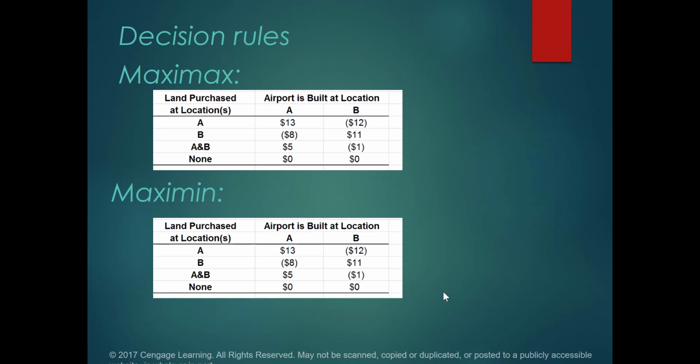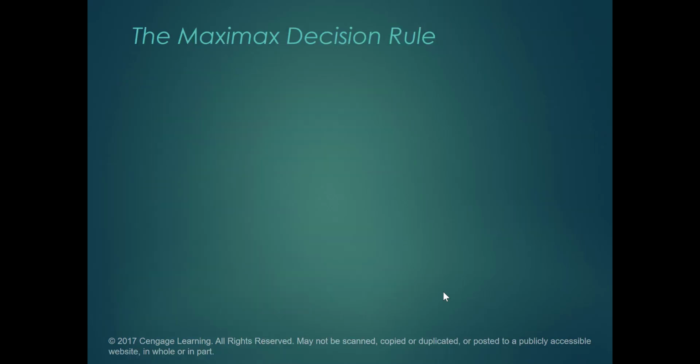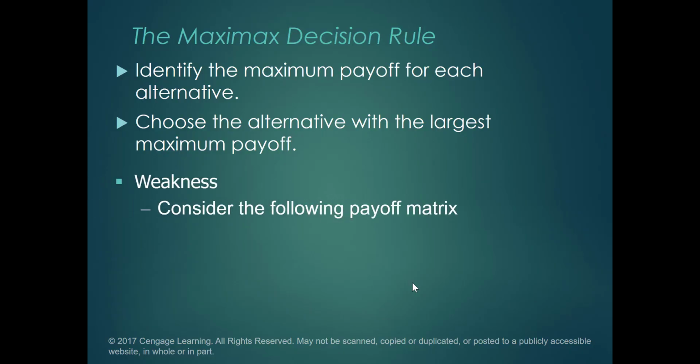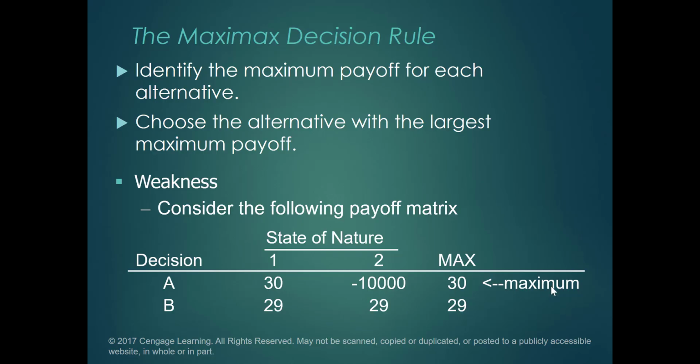Now let's summarize these methods. In the maximax, we identify the maximum of the payoff for each alternative, and then we pick the alternative that has the largest maximum payoff. So it has a weakness. The weakness is, for example, consider this example. We have two alternatives and two states of the nature. The maximum of alternative A is 30. The maximum for alternative B is 29. And then we pick this one.